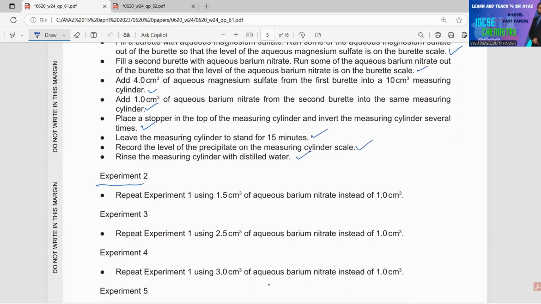Experiment 2. Repeat experiment 1 using 1.5 cm³ of aqueous barium nitrate instead of 1 cm³. Now they have changed the volume of barium nitrate used here. Experiment 3. Repeat experiment 1 using 2.5 cm³ of aqueous barium nitrate instead of 1 cm³. Experiment 4. Repeat experiment 1 using 3 cm³ of aqueous barium nitrate instead of 1 cm³.